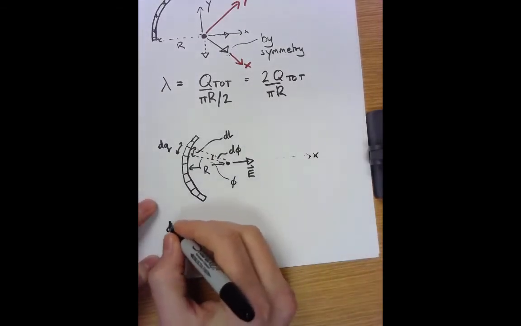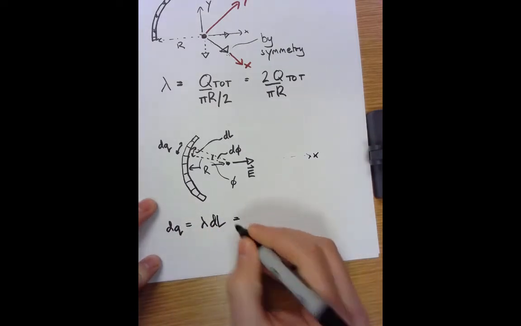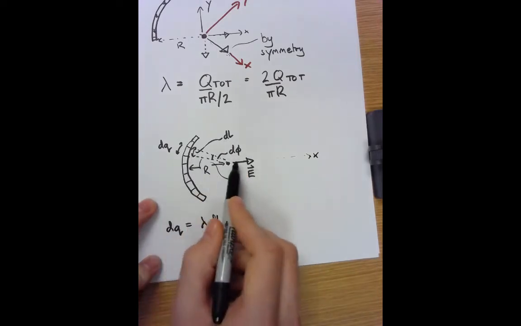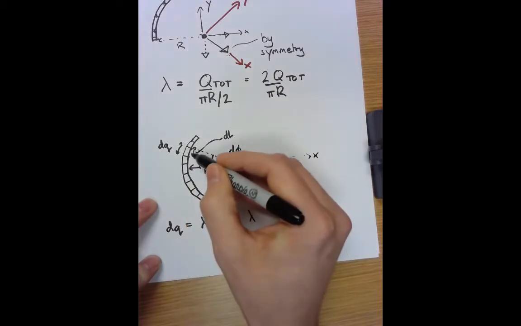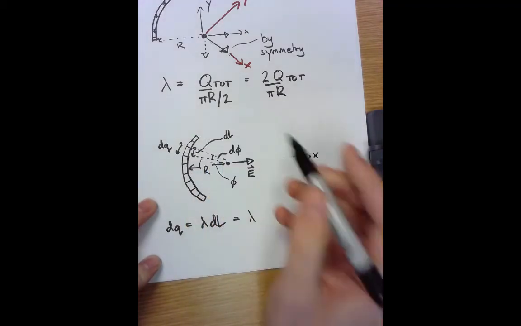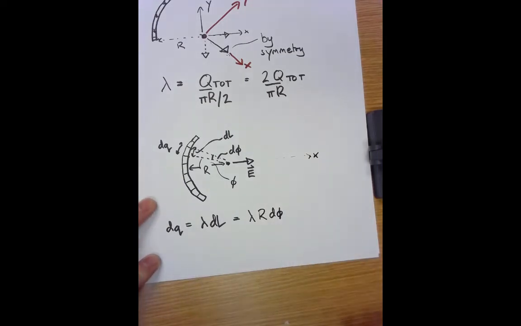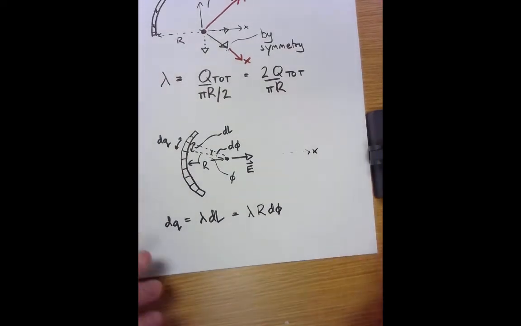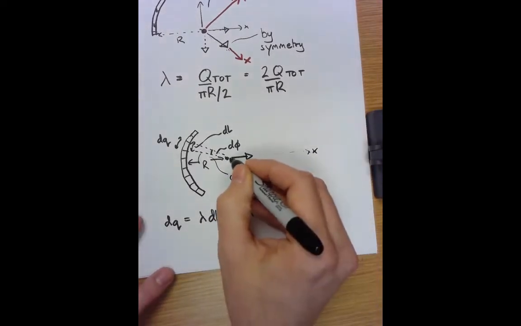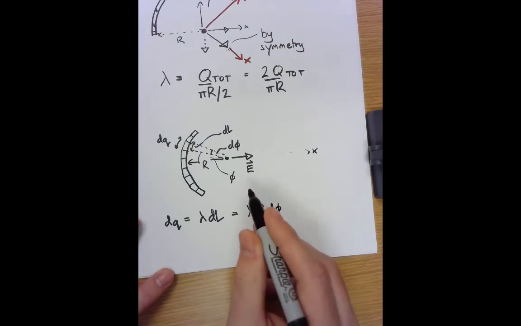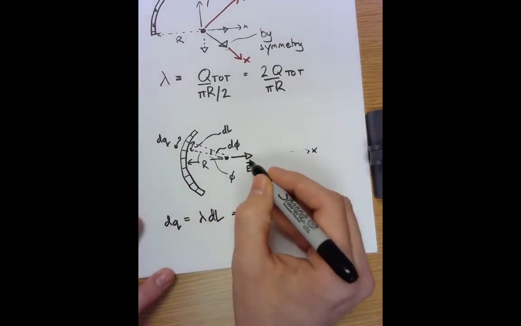Okay, so dq by definition is lambda dl. Now dl we can write in terms of this angle d phi, because the length of an arc of a circle is just equal to the radius of the circle times the angle subtended by that circle. Then we can write down the little piece of field at this point here.